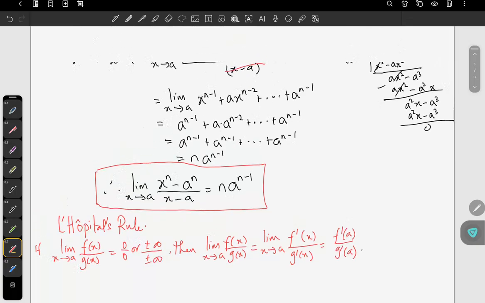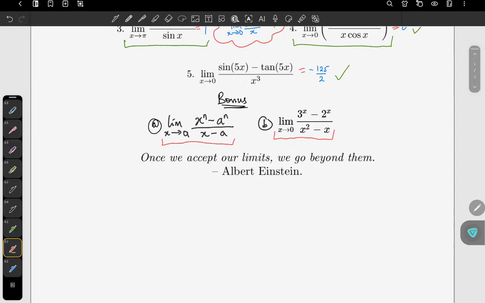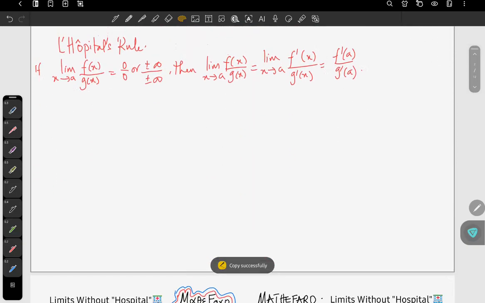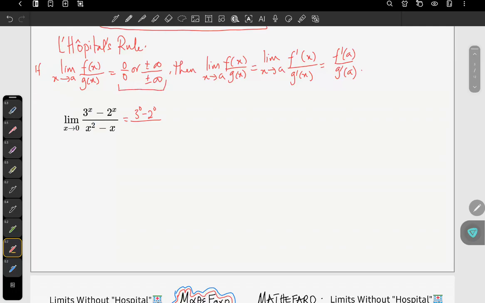Okay, so now the first one here is this guy. Copy. Let's see. So how do we do this? First and foremost, direct substitution, we have 3 raised to power 0 minus 2 raised to power 0. We must always test to see if it satisfies the requirements for L'Hopital's rule before actually going ahead to use it. So 0 squared minus 0, this is 1 minus 1 over 0 minus 0, which is 0 over 0. So we can use L'Hopital's rule.